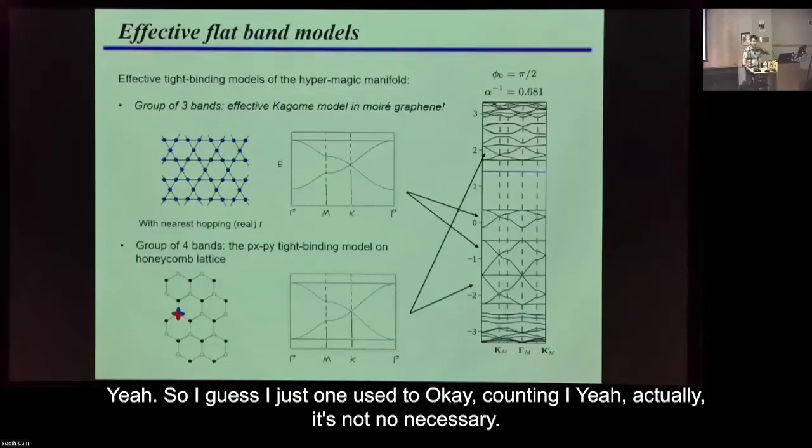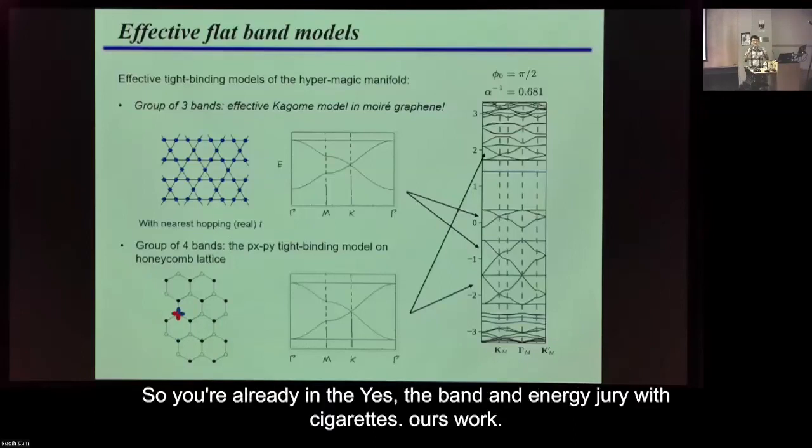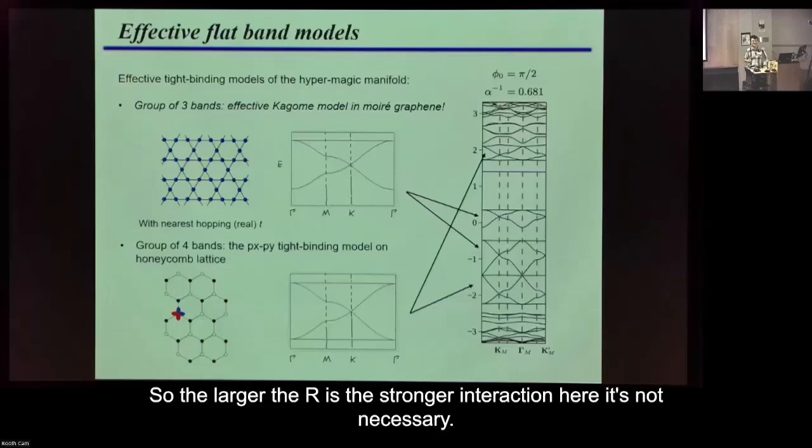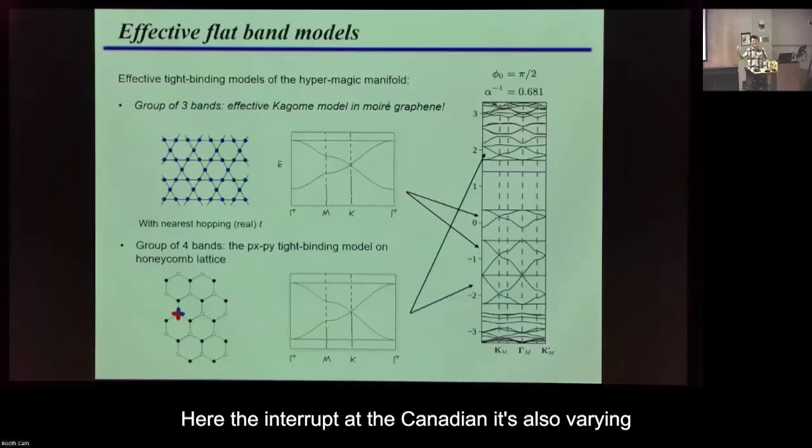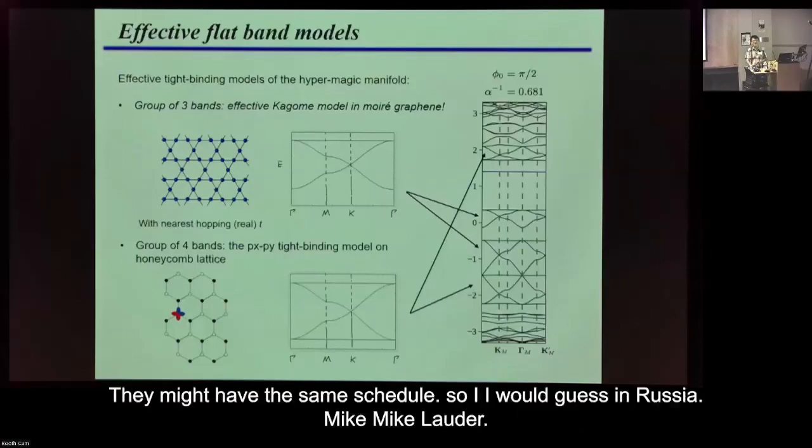so I guess one needs to look at the counting. Actually, it's not necessary. Usually the Coulomb interaction scales with 1 over distance, and the band energy, if it's a quadratic band, scales with 1 over R squared. So the larger R is, the stronger the interaction is. But here it's not necessary. The kinetic energy is also linear in k, with 1 over R, so they might have the same scaling. I would guess the interaction might be larger, but maybe still a similar ratio compared to the kinetic energy, TBD.